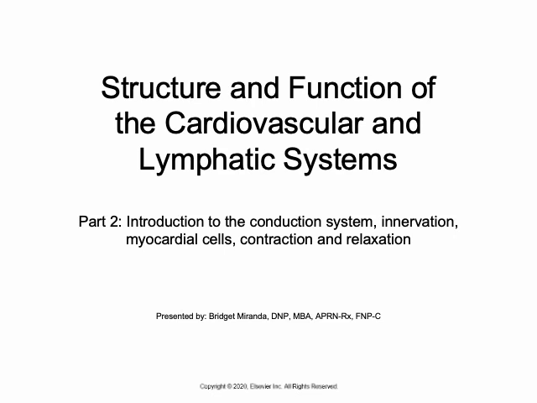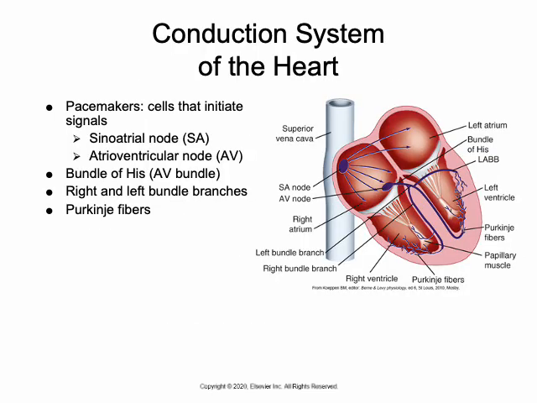We're moving on to part 2 of our lecture regarding the structure and function of the cardiovascular and lymphatic systems. Now that we understand how blood flows through the heart with the pumping of the ventricles, we have to understand the conduction system of the heart. Let's first start with the SA node. Normally, electrical impulses arise at this sinoatrial node. This is sometimes referred to as the pacemaker of the heart.